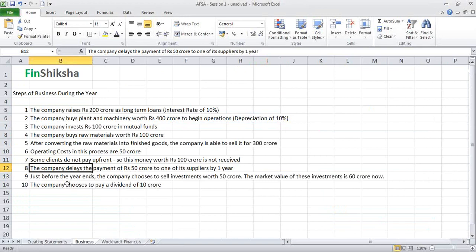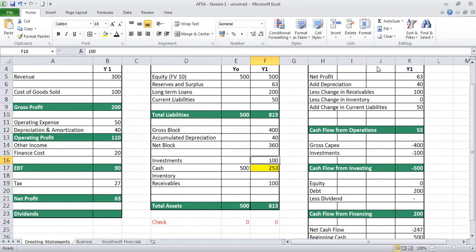Correct? Next transaction, just before the year ends, the company chooses to sell investments worth 50 crore. The market value of these is 60 crore now. So the first thing they do is investments worth 50 crore get sold. So out of 150 gets sold, the value becomes 50. But the market value was 60, so they must have made a gain or other income, which comes here. In the P&L, there is another income of 10. You see cash balance at this point of time is something like 303. Now if I put in another income of 10, 3 out of that will be taxed, and once that comes in, cash goes to 310.